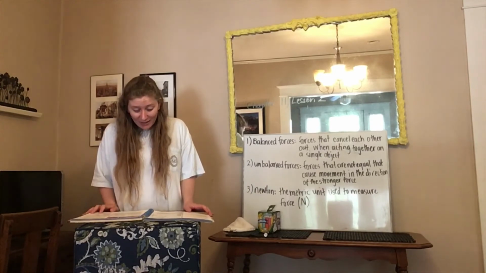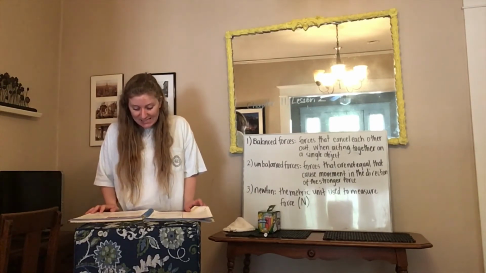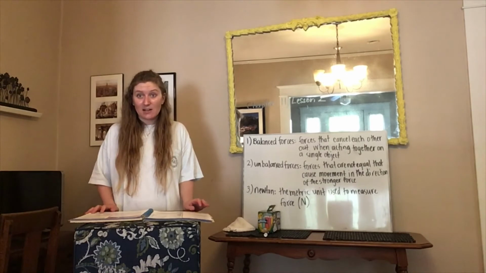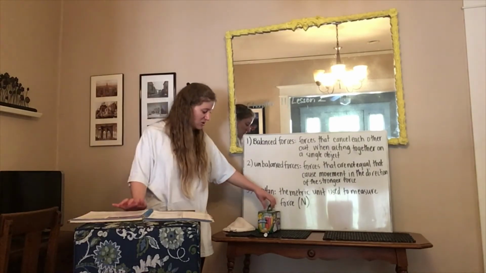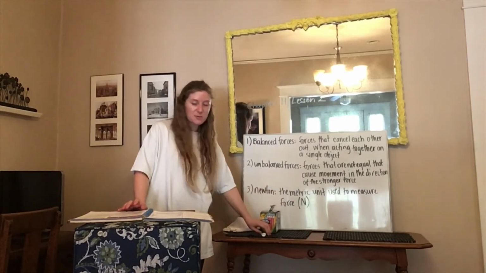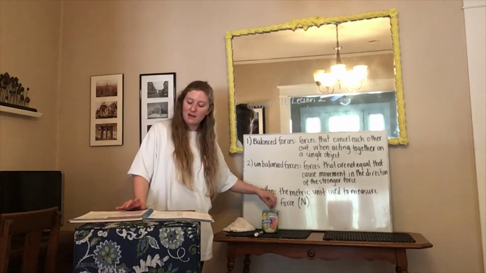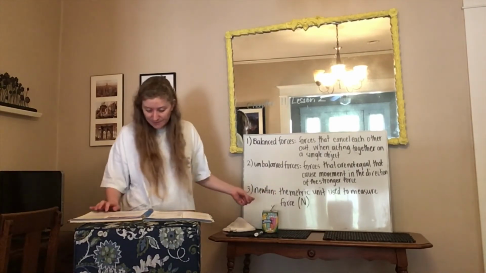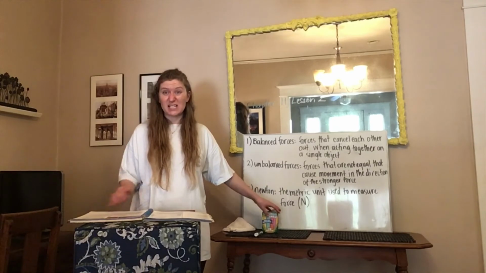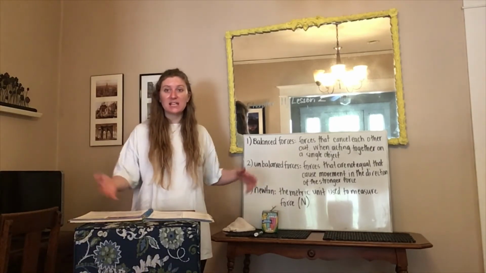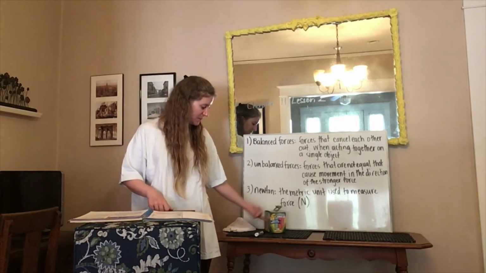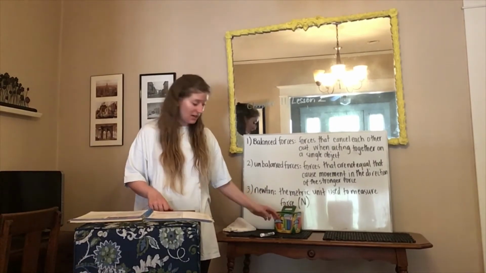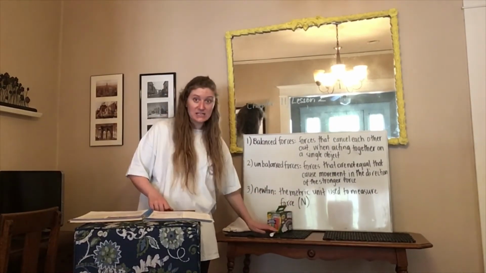What if the other object has twice as much mass as the first? Its acceleration is half as much. So if we imagine that this had twice as much mass as this, which it doesn't, it has a lot more than that, it would accelerate half as much because it's bigger. So it's not going to move anywhere near as much as this very light marker.